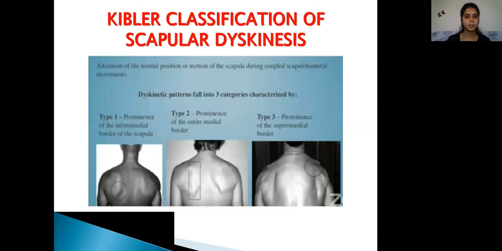Now, this is Kibler's classification for scapular dyskinesis. On the left side, in the first picture, there is prominence of the inferomedial border of the scapula. This is due to weakness of the lower traps or the latissimus dorsi. In the second picture, you can clearly see the medial border, which is very prominent. It's due to weakness of the serratus anterior. And in the third picture, you can see there's prominence of the superomedial border, which is due to weakness of the middle traps, rhomboids, or atrophy in the upper trap muscles.